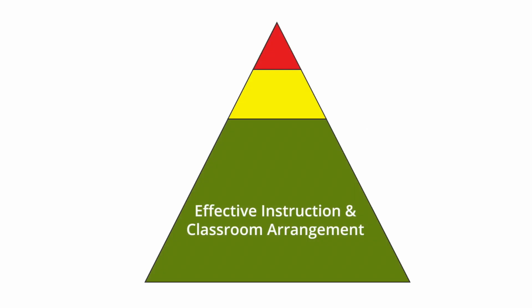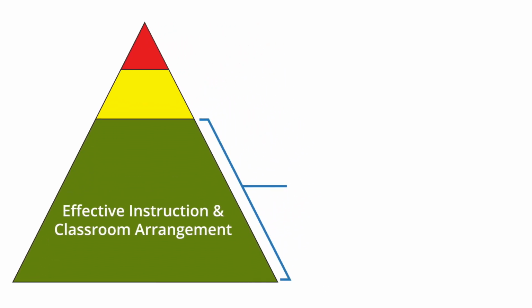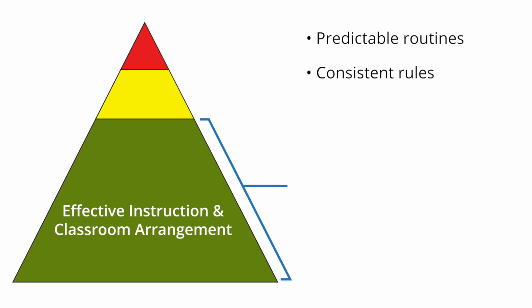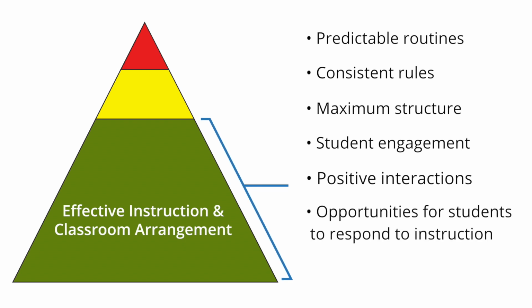During the classroom check, the coach briefly observes and documents the classroom's Tier 1 supports, that is, the elements of effective instruction and classroom arrangement that are foundational. The coach looks for best practices, such as predictable routines, clear, consistent rules, maximum structure, engaged students, positive interactions between students and teachers, opportunities for students to respond to instruction, and that classroom and school expectations are taught.